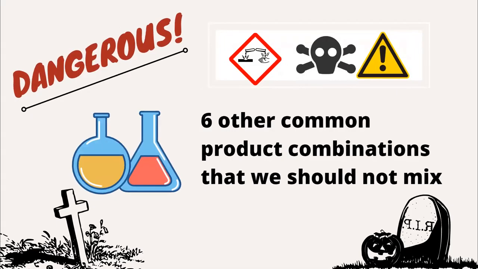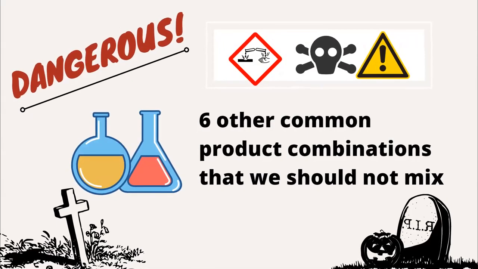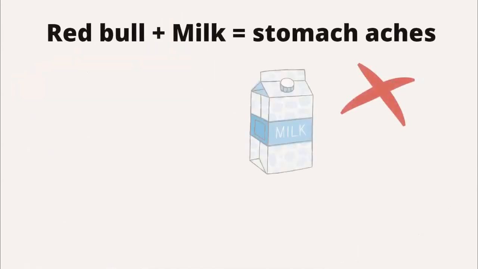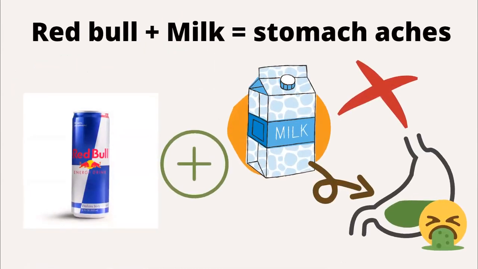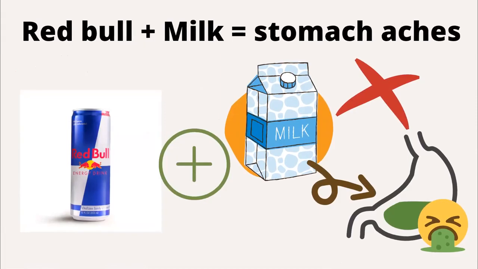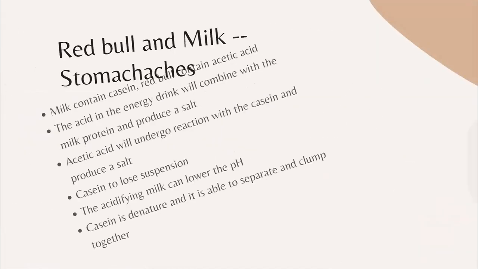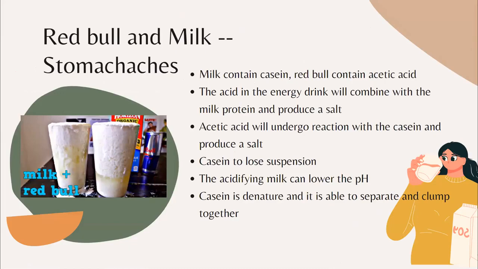They have 6 other combinations that should not be mixed. The first combination is milk and Red Bull, which will lead to stomach aches. At first, milk contains casein, Red Bull contains acetic acid. When we mix Red Bull and milk, the acetic acid will undergo reaction with the casein and produce a salt, causing the casein to lose suspension.